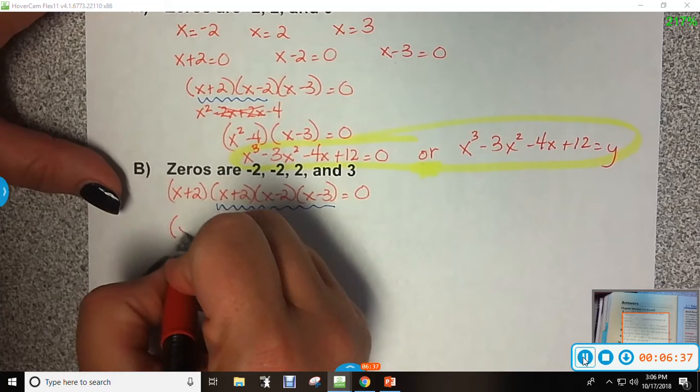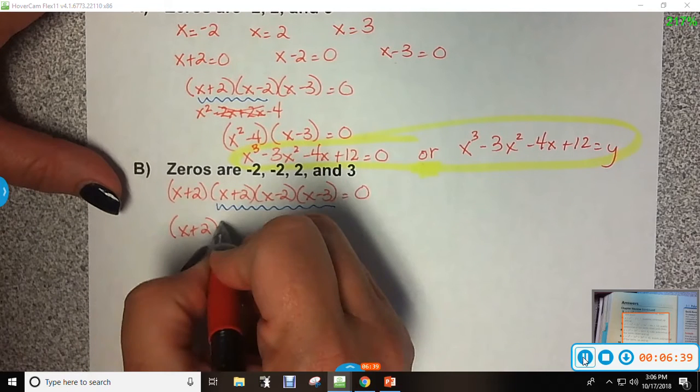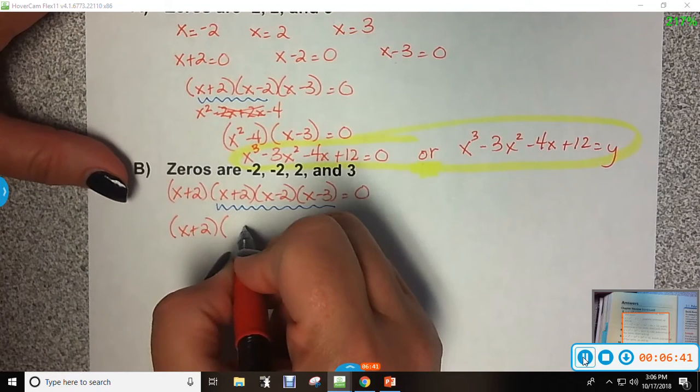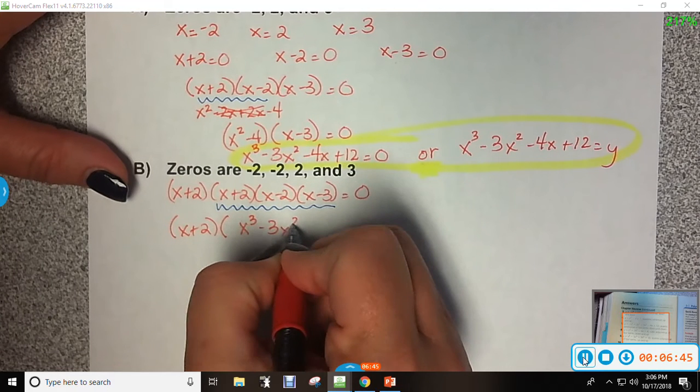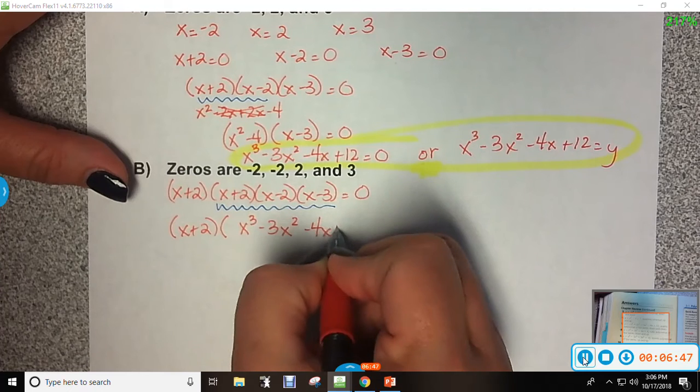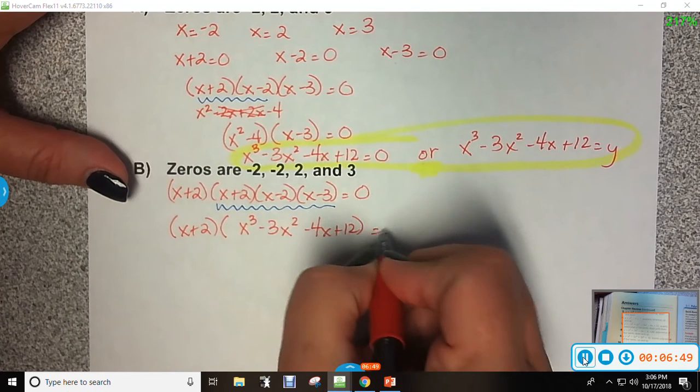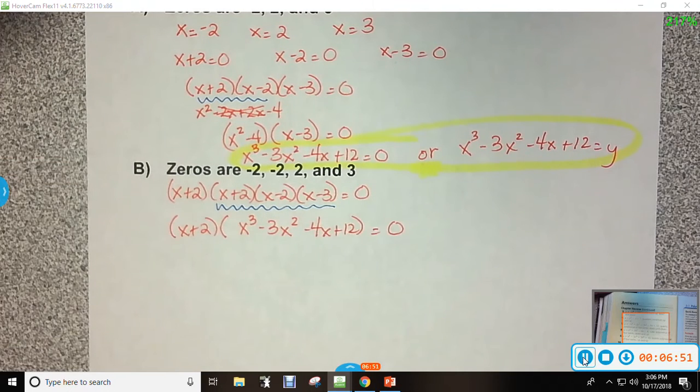So bring down my x plus 2, take my answer from above, and now we've got to multiply these together. Can I do FOIL here? Yeah.